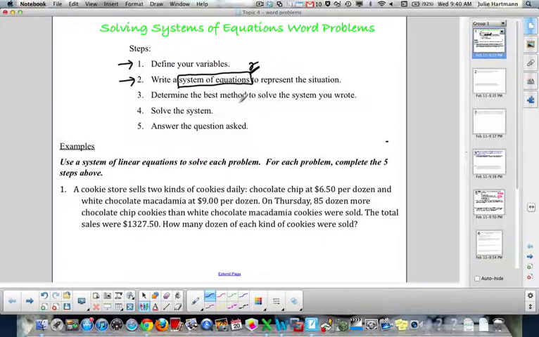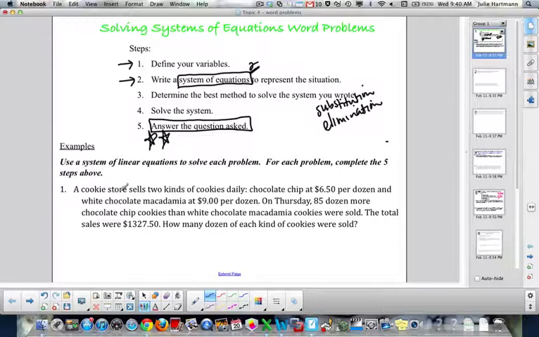All right, determine the best method to solve. Is it easier to do substitution or elimination? Okay, so determine which one is better, and then you solve it. And definitely make sure you answer the question that is asked and use your units.